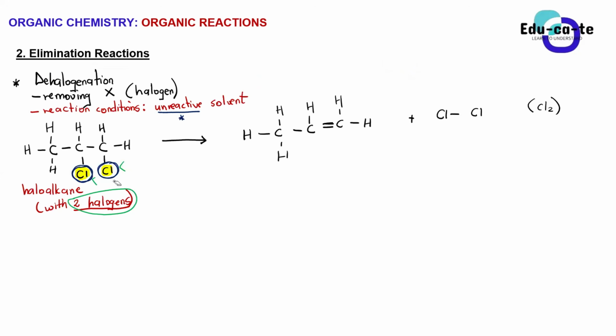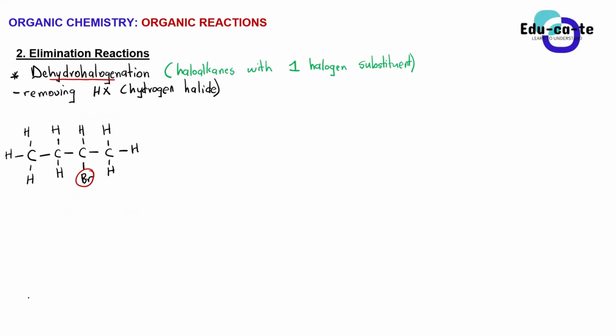So with dehydrohalogenation, since we are trying to create a double bond, we are also going to take the hydrogen along with the halogen. Yes, we are going to take both of them. That is why we say that it is dehydrohalogenation. So we are removing a hydrogen as well as a halogen. That's why we say that we are removing a hydrogen halide.